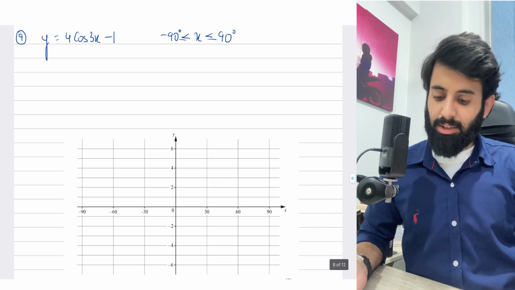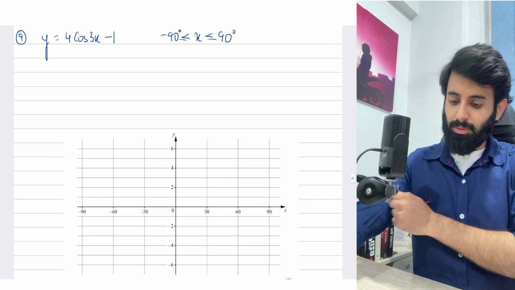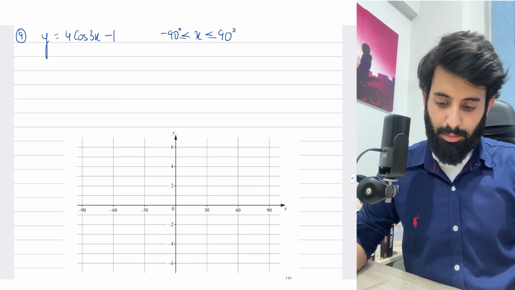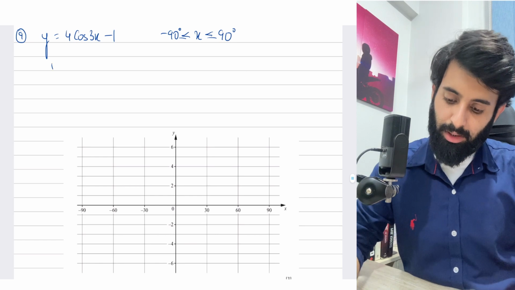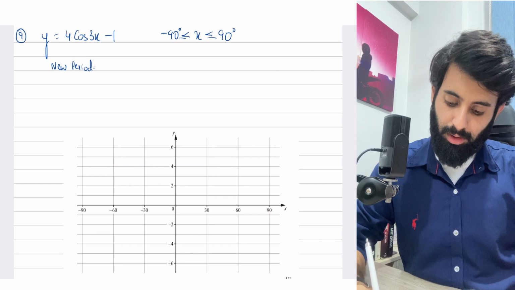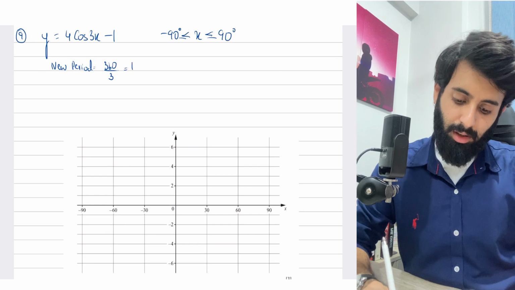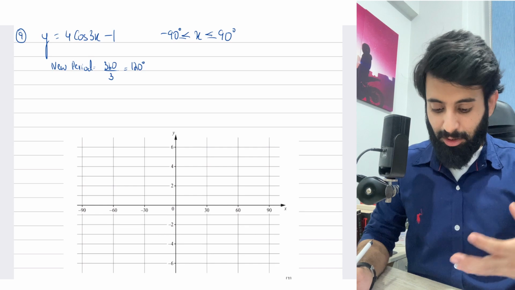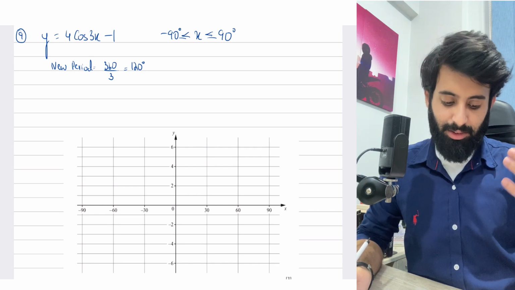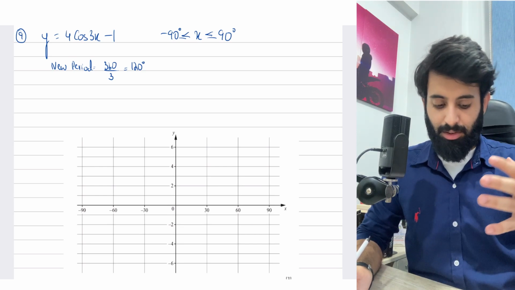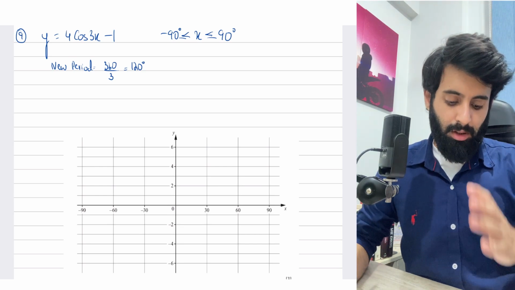Okay, so here we have y equals 4 cos 3x minus 1. Let's see what we're supposed to do here. So this is going from minus 90 to 0. So first things first, I want to find out the new period. Okay, so the new period over here, I'm going to do 360 divided by 3, which means 120 degrees. Okay, but this is kind of complex in the sense that you will not be able to accommodate one complete cycle. Why? Because it's going from minus 90 to positive 90.